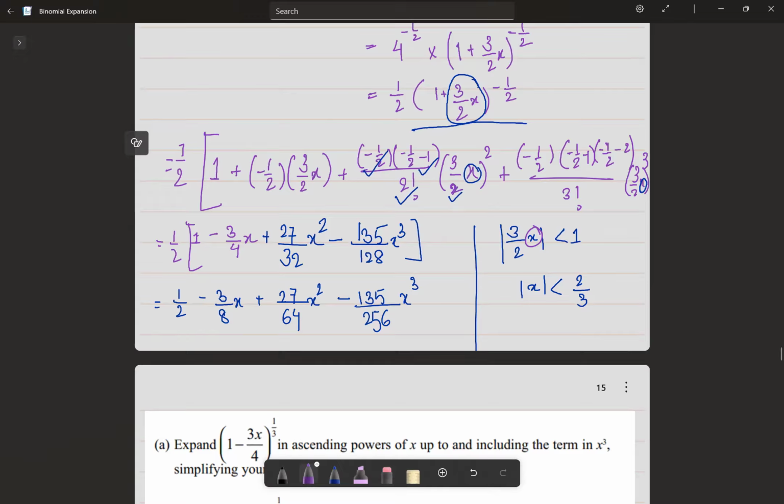So 2 is divided in here. It goes to the other side, gets multiplied with 1. So you get 2 in there. And then there's this 3 multiplied with x. So it goes to the other side and gets divided. So this is our range for x.